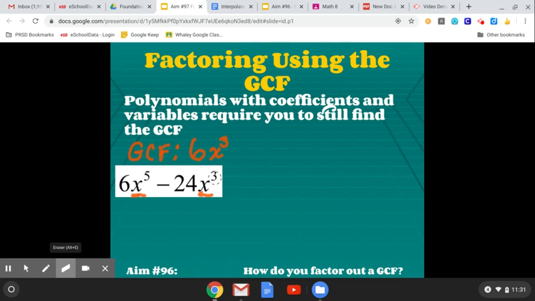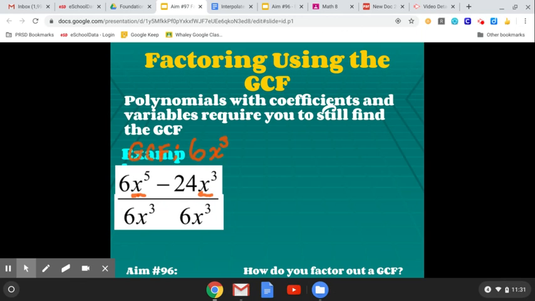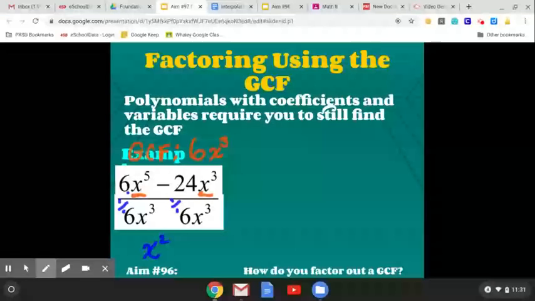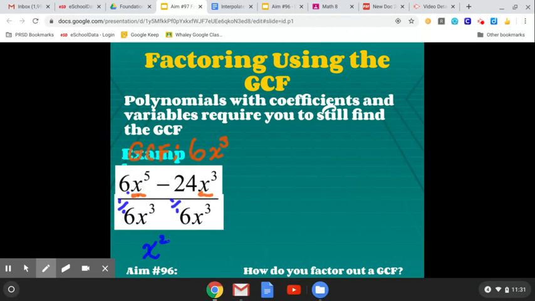Okay? So 6x to the third is our GCF, which means to get our other factor, we divide each term by 6x to the third. So we're going to be doing some dividing here. If you need to do it off on the side, do that. 6x to the fifth divided by x to the third should give me x squared. Those 6's will cancel. Negative 24 divided by 6 gives me negative 4. X to the third divided by x to the third, they're going to cancel out.